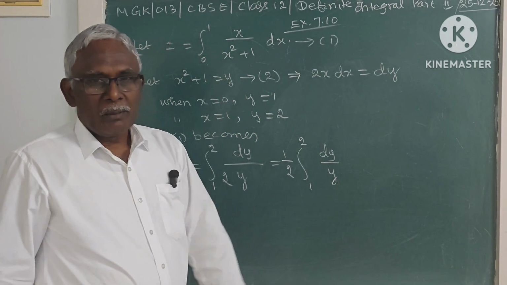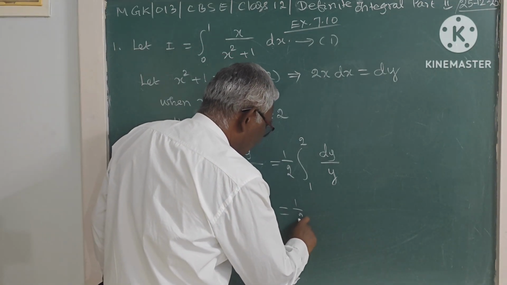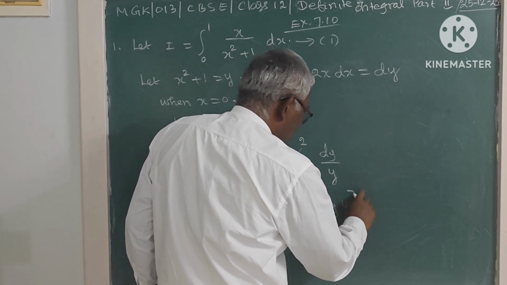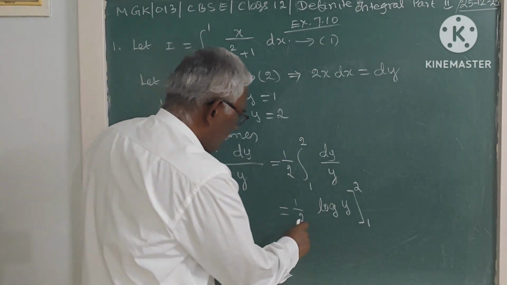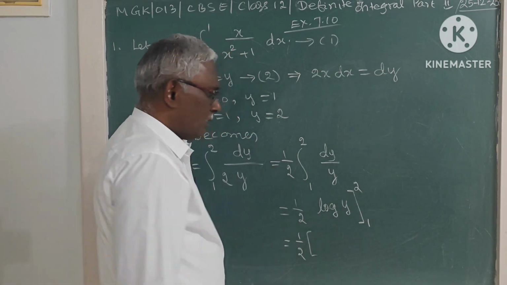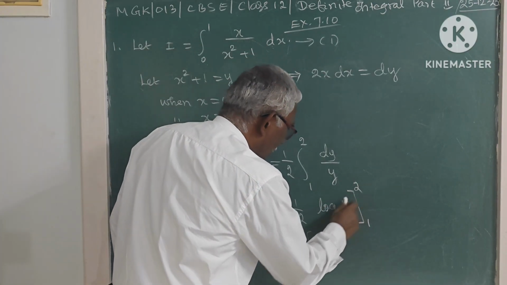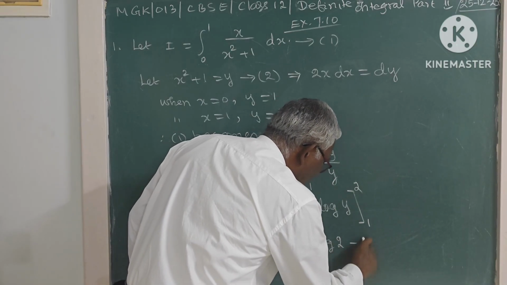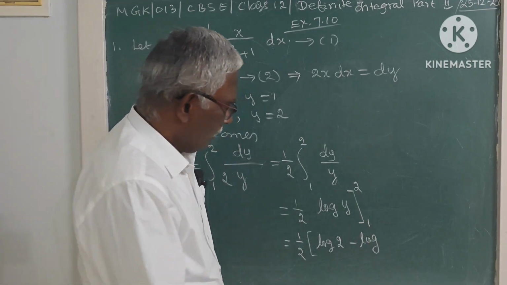What is integral dy by y? That is nothing but log y. So you can write this as half times log y, limit 1 to 2. So you can write this as half times, put the bracket, because 2 terms come. First substitute the upper limit for y, so log 2 minus log, for y substitute the lower limit 1.